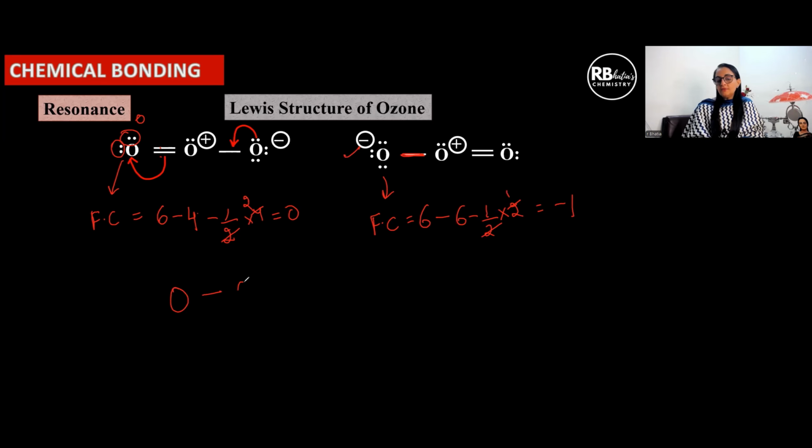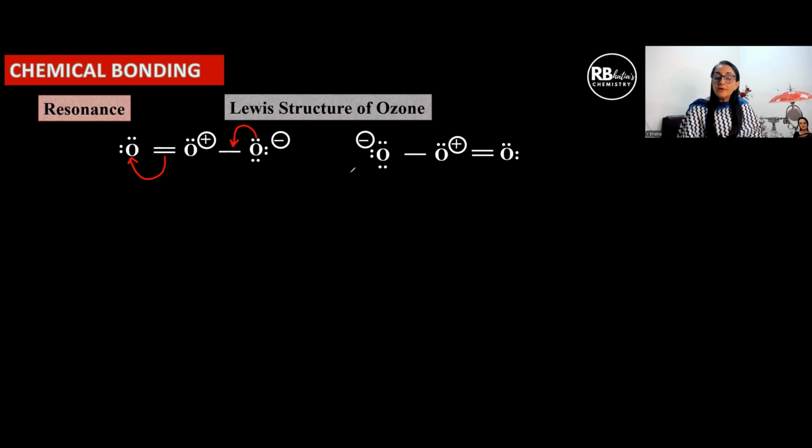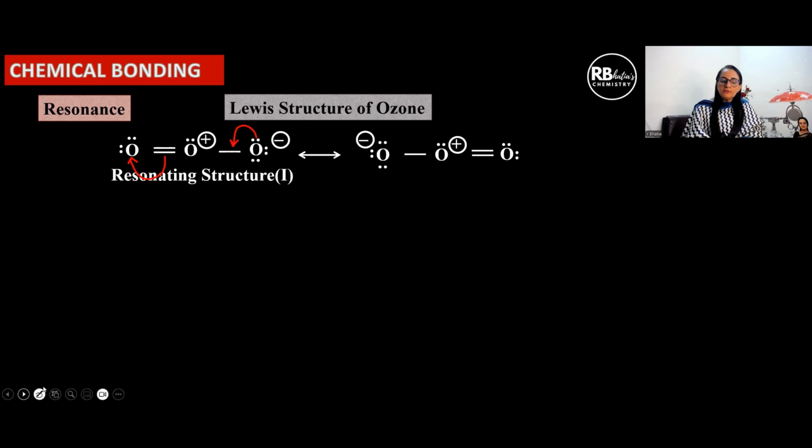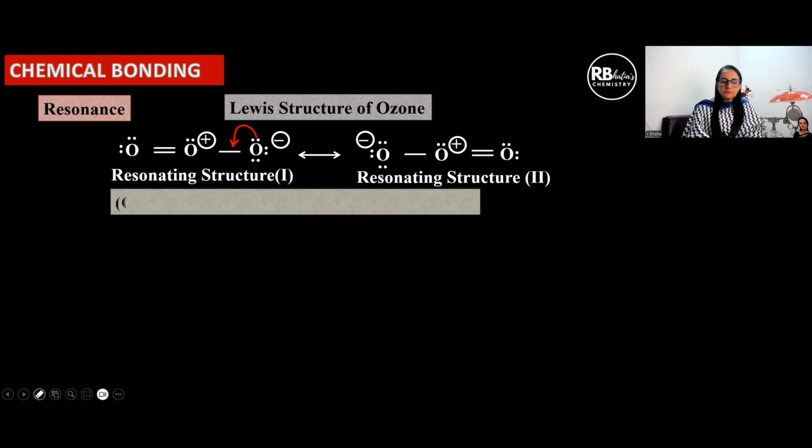Originally ozone means we have 3 atoms. So the structure could be this, or the structure could be a single bond here and a double bond on this side. So what are these two structures called? These two structures are called resonating structures. And to make one from another, what did we do? We simply moved the electrons. So these are the two resonating structures for ozone.